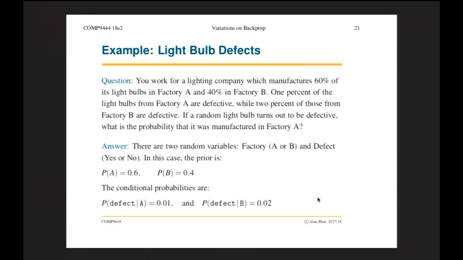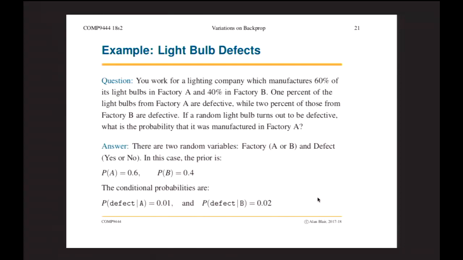Let's say you've got a company and you've got 2 different factories that are manufacturing light bulbs for you, and some of them are defective. If you have a defective light bulb, what's the likelihood that it came from one factory or another? So this is exactly the same sort of idea, but just a slightly different context and more even probabilities. So let's say 40% of your light bulbs come from factory B and 60% from factory A.